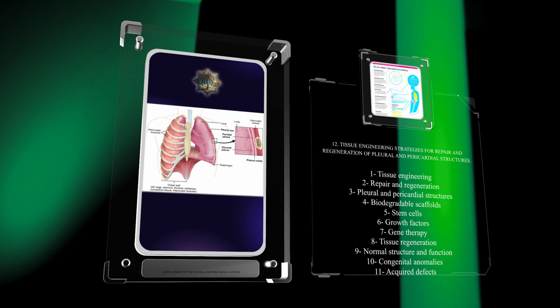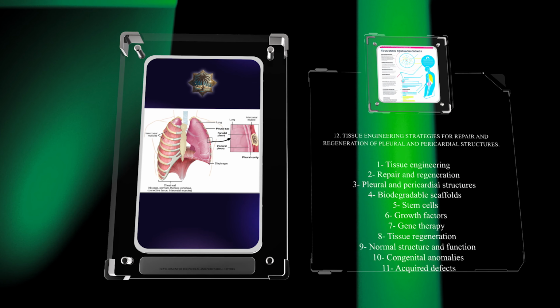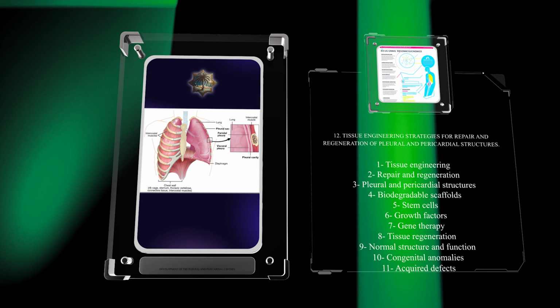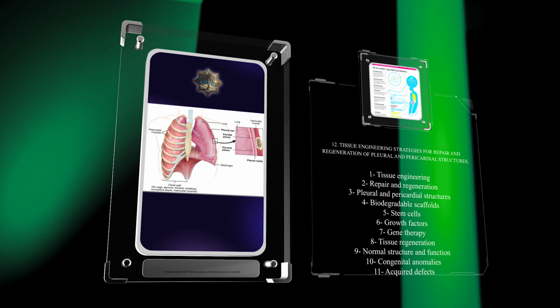Tissue engineering holds great promise for the repair and regeneration of pleural and pericardial structures. Researchers are exploring various strategies, including the use of biodegradable scaffolds, stem cells, growth factors, and gene therapy, to promote tissue regeneration and restore normal structure and function in individuals with congenital anomalies or acquired defects.